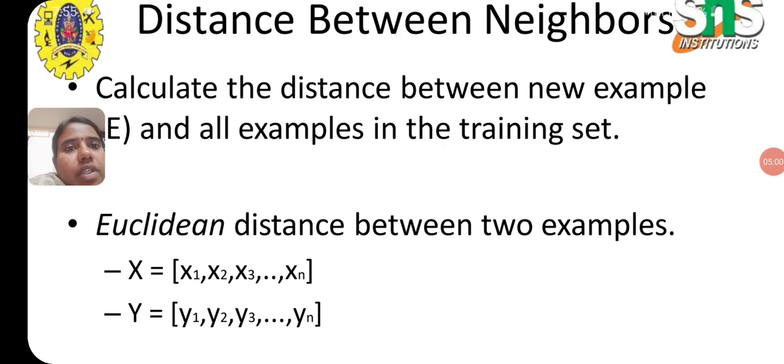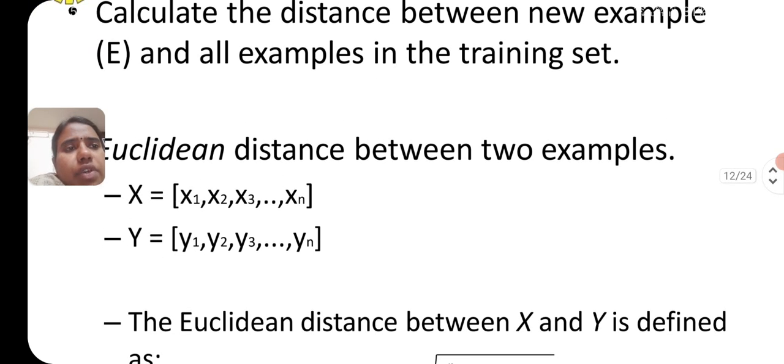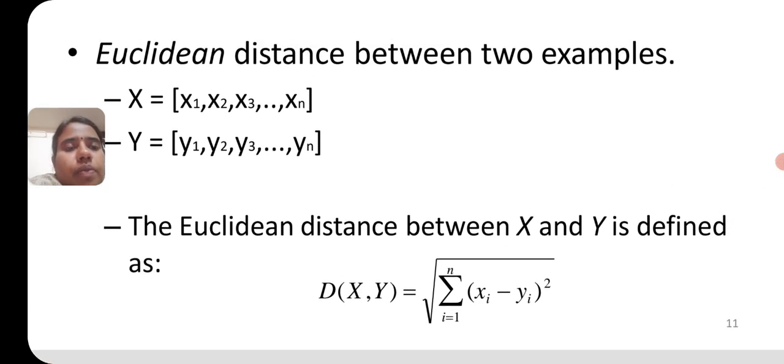Distance between neighbors: calculate the distance between the new example E and all examples in the training set. Euclidean distance between two examples x equal to x1, x2, x3 and y equal to y1, y2, y3, and so on, is defined as d(x, y) equal to the square root of the summation over i equal to 1 to n of (x_i minus y_i) whole squared.